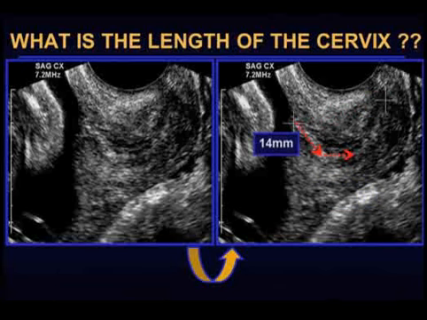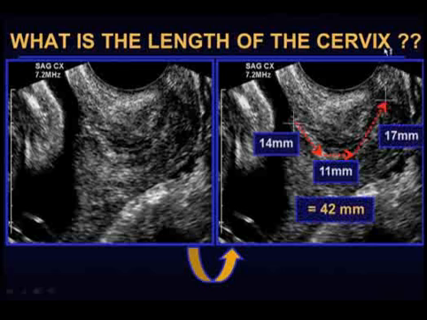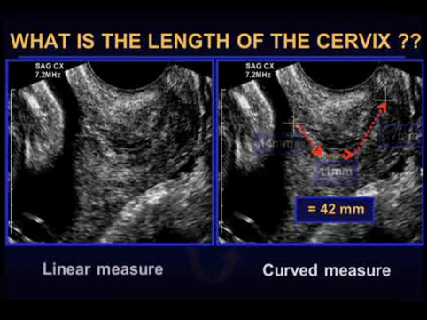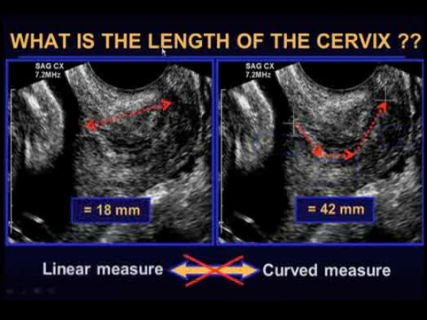So you've got to take the time to trace out the way that cervix really, the endocervical canal, the course of it, and in this case it's 42 millimeters. That's appropriate. The linear measurement of 18 millimeters, that is inappropriate. They don't equate. Take the time, look at the course of the endocervical canal and measure it.